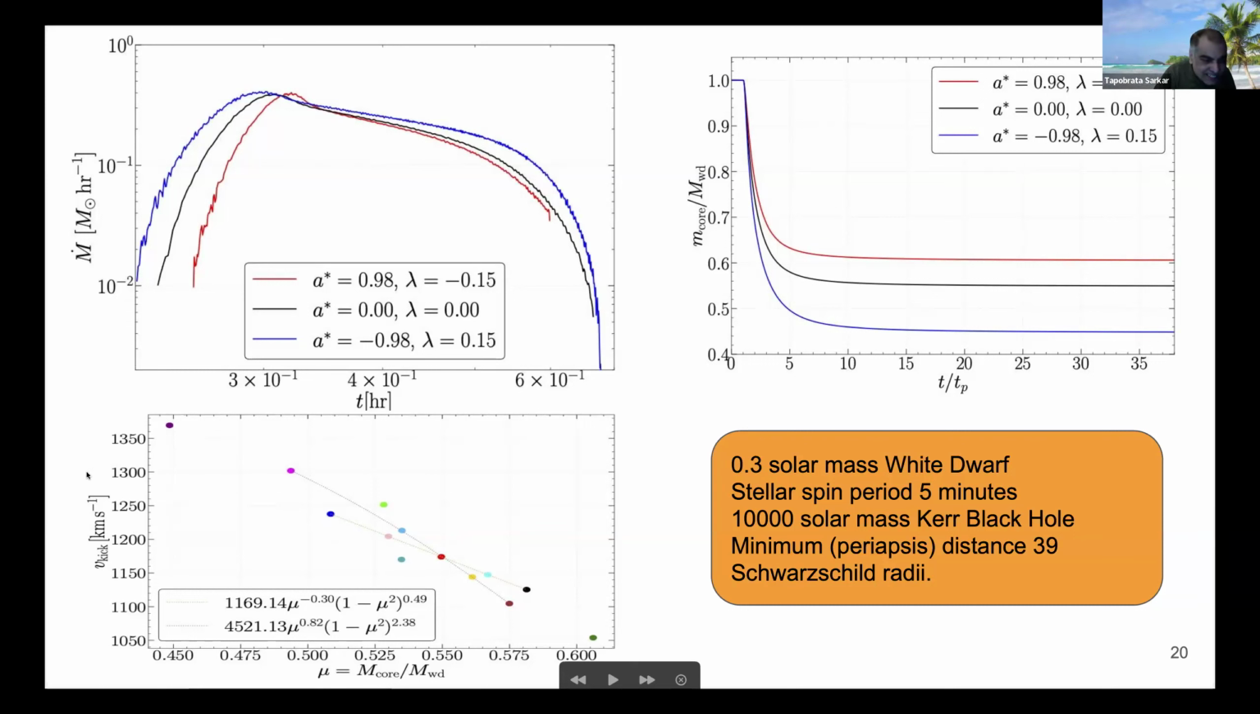It's called V kick. And what we found is that this V kick can be very, very significant. Here we have taken a 0.3 solar mass white dwarf, a stellar spin period of 5 minutes, and a 10 to the power 4 solar mass black hole. And the periapsis distance we have taken to be 39 Schwarzschild radii, which is a good enough distance where you could safely say that your Newtonian approximation to the fluid mechanics will hold.